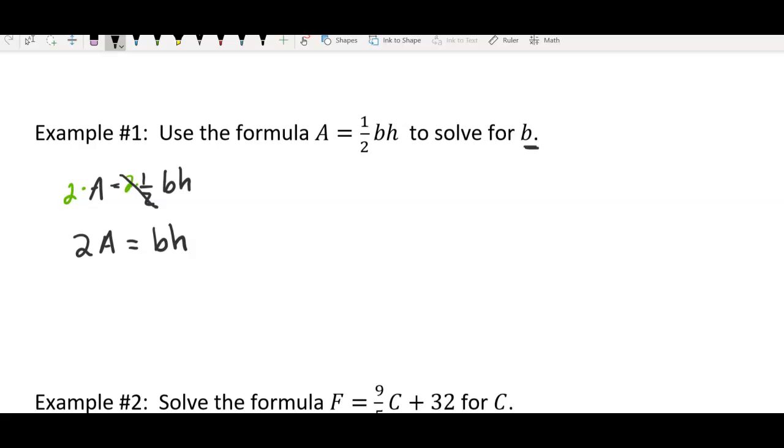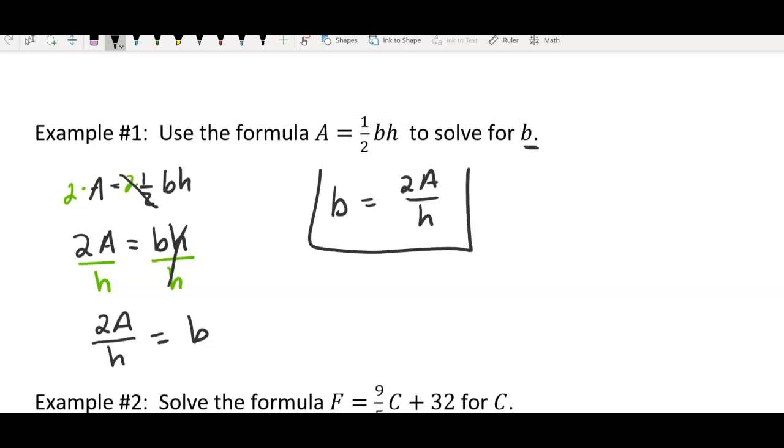I'm trying to solve for b, meaning I'm trying to get b by itself. So I'm going to go ahead and divide both sides by h. And then I have 2A over h equals b, because those h's cancel out. Usually we write it, though, as b equals 2A over h.